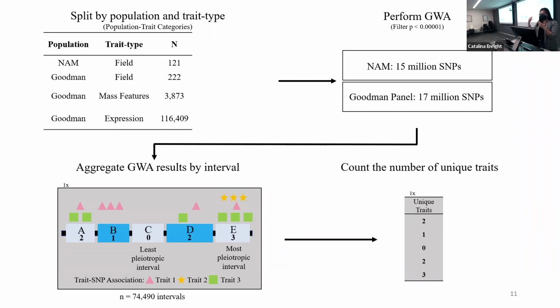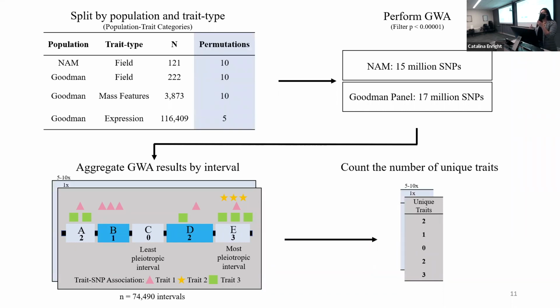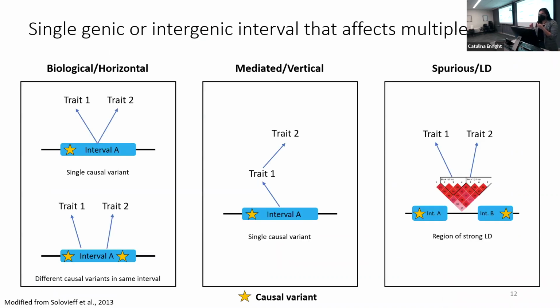In order to get something to compare these counts with, we permute all of our phenotypes anywhere from 5 to 10 times and run them through this same exact pipeline, in order to get a null distribution of what no pleiotropy looks like whatsoever. I will note, before I start showing some plots, that our pleiotropy is a single genic or intergenic interval that can affect multiple traits, and we don't distinguish between what type of pleiotropy we're looking for. So it's any one of these mechanisms that could potentially be happening.